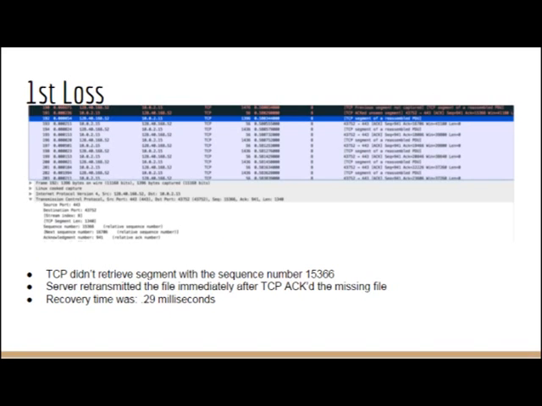So we had 4 losses. Our first loss was very simple. The server retransmitted the segment immediately after TCP ACKed the loss. The recovery time was 0.29 milliseconds.